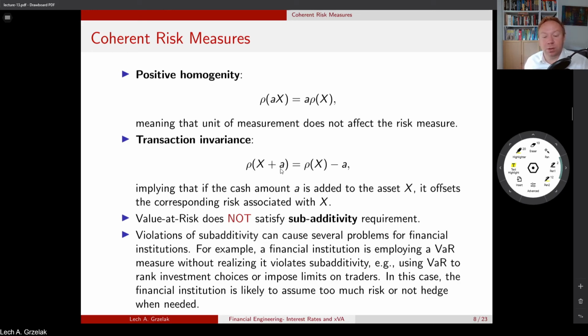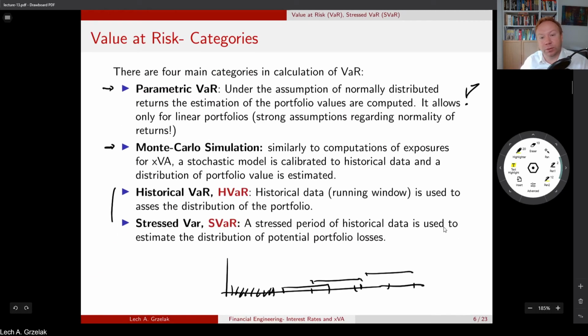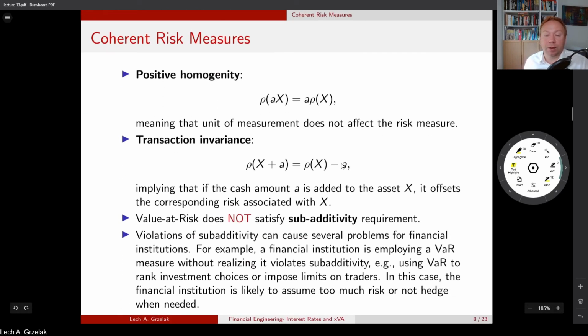So this equality implies that if a cash amount A is added to an asset, it offsets the corresponding risk associated with X. And this has to do with this fact I told you about this distribution: if we have, let's say, the P&L profile for our asset and we add cash, essentially the distribution will move to the right. So the cash will be moving the distribution into the positive environment. So you can always add cash to your portfolio to reduce VAR. Essentially, this is what it means.